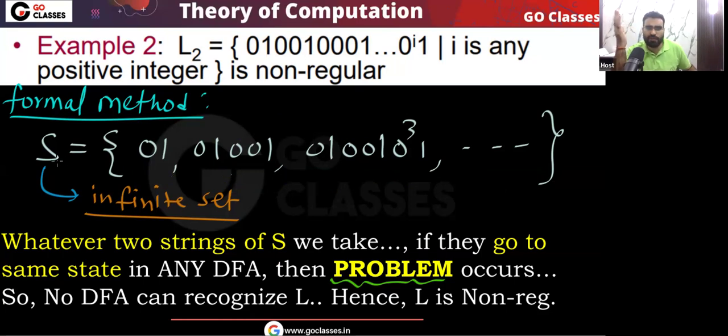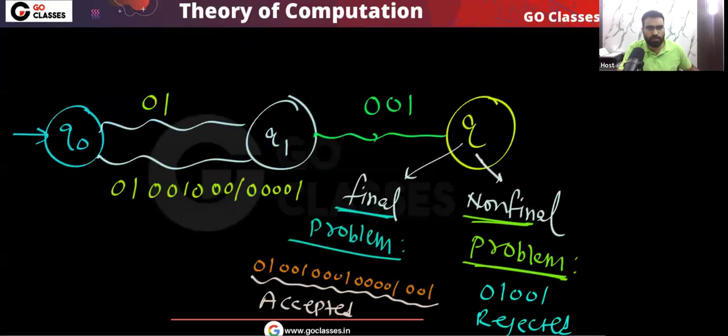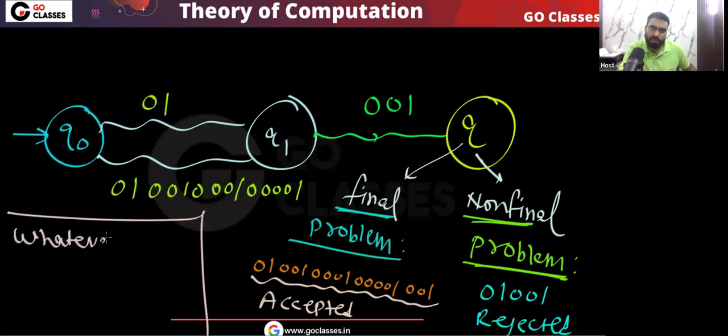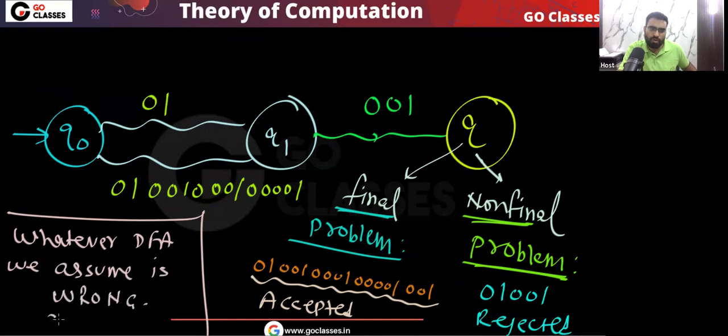So I can say there is no DFA for this language L2. Yes or no? So this language L2 is non-regular. Please tell me, did you understand? Did you understand the proof? Whatever DFA we assume is wrong. So what can I say about L2? L2 is non-regular. Did you understand?